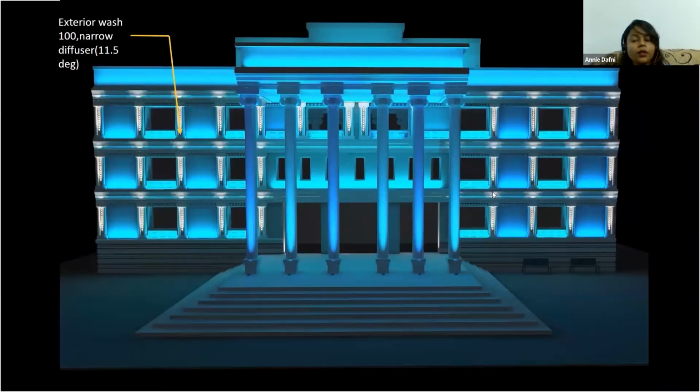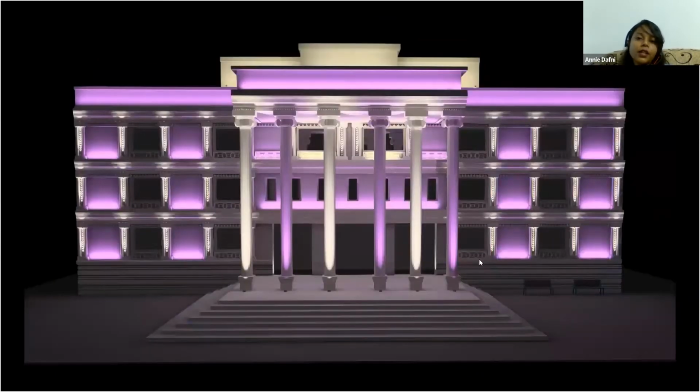So in the previous example, we were not really paying attention to the individual pillars which are on either side of the windows. And with this now, since I'm individually highlighting them using the exterior wash 100, the narrow diffusers, immediately your attention moves on to these pillars. So with this technique, you are literally deciding what the viewer first needs to see when they're looking at the building.